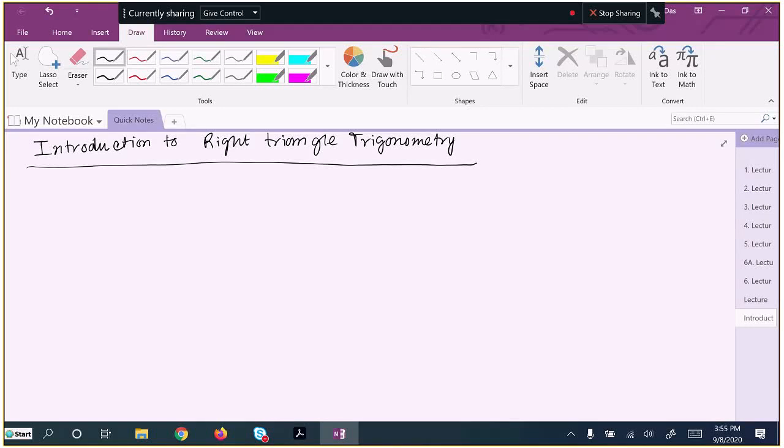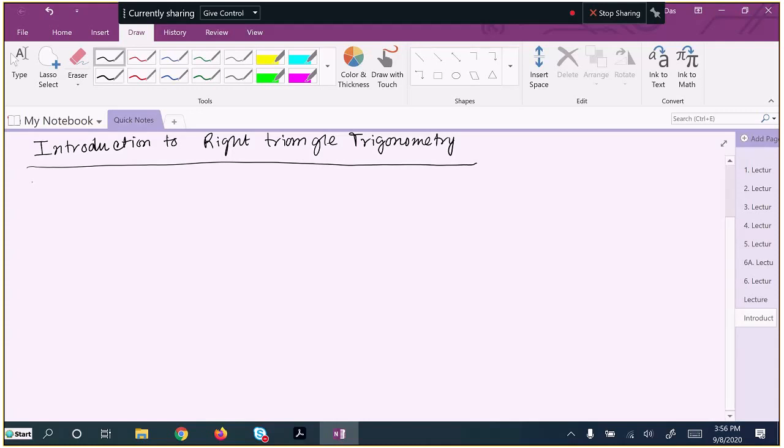Today we are going to introduce right triangle trigonometry. Everything that we will do today will be the definition of the trigonometric ratios, but for a triangle that has one angle equal to 90 degrees or pi over 2. So let us remind ourselves of some of the facts that we have seen in our last class, which we will be using today as well.